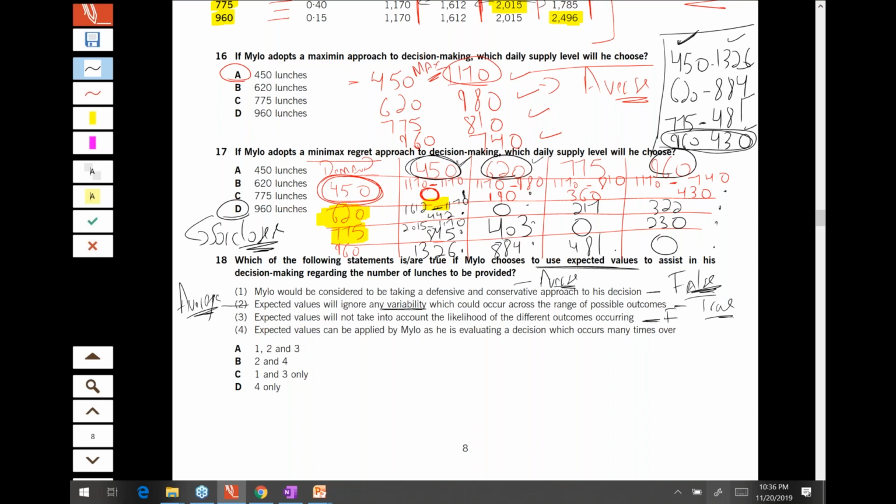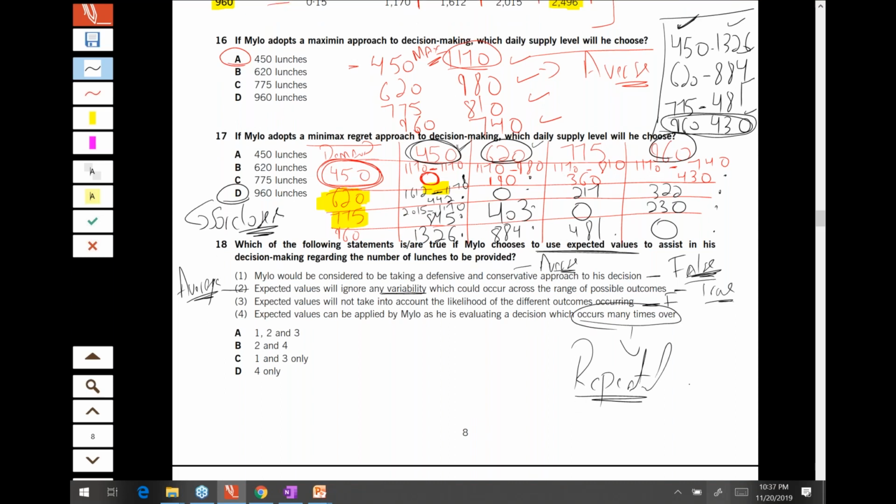Expected value can be applied by a company evaluating a decision which occurs many times. Yes, expected value assumes that the decision is a repetitive decision. Expected value is used for those projects where repetition is highest. Are you getting my point, friends? So it's true. Okay, so the answer is B.